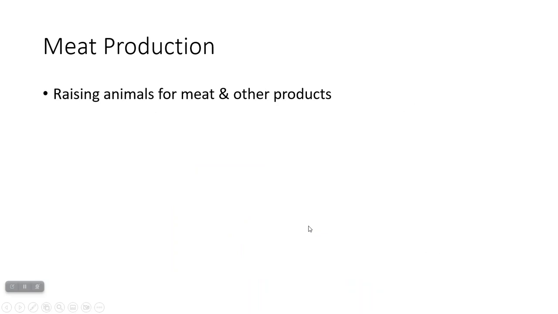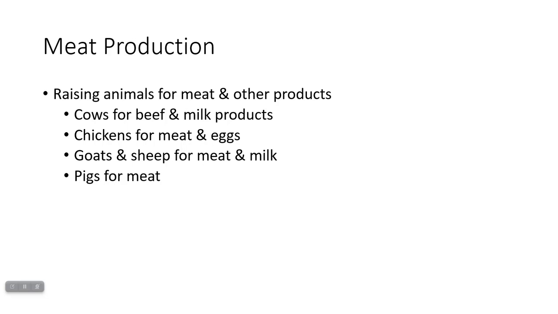So, what is meat production? Well, it's raising animals for meat as well as other products that we eat. Here are some examples. We raise cattle for beef as well as for milk products. We raise chickens for meat as well as eggs. These are less commonly eaten in the United States, but goats like cabrito and sheep are raised for not only meat but also milk.